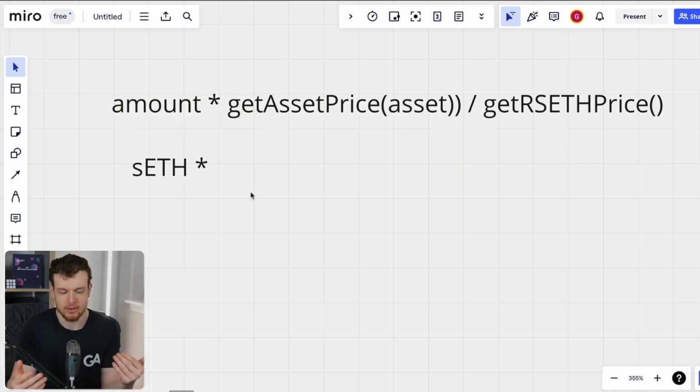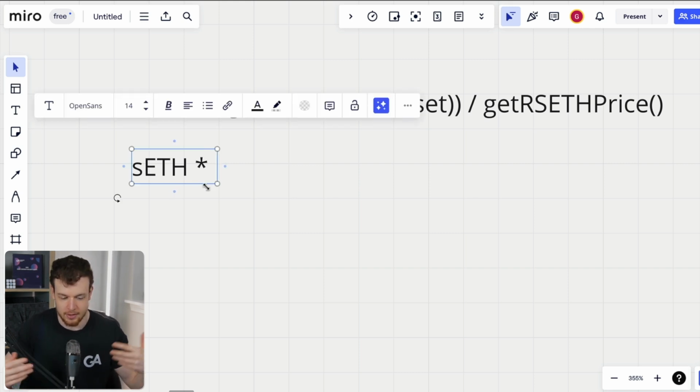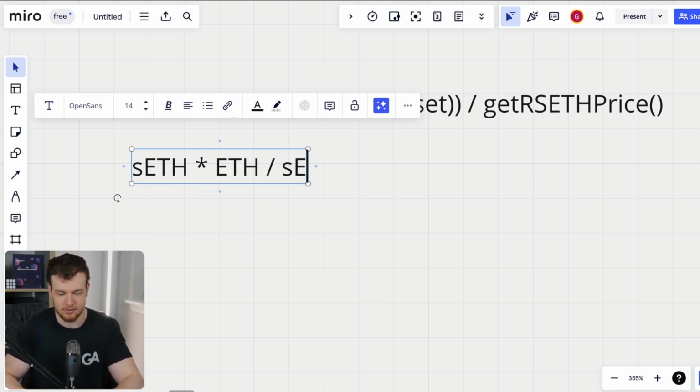So what is a price? Well, if we're talking about a US dollar price, like what is the price of Bitcoin? It is dollars divided by Bitcoin, dollars per Bitcoin. How many dollars do I have to give you for you to give me 1 Bitcoin? So when we're talking about this and it's a price denominated in Ether, we are talking about ETH per SETH.